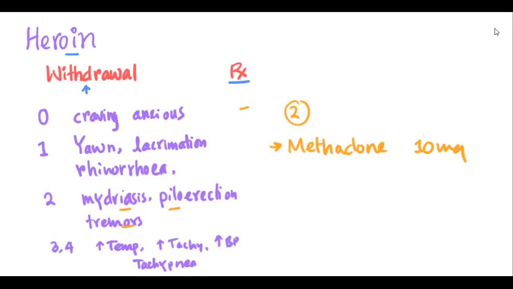If the signs of withdrawal persist for more than 4 to 6 hours, then we can give another dose of methadone. An alternative and maybe an adjunct to methadone is clonidine. The usual dose is 0.1 milligram.